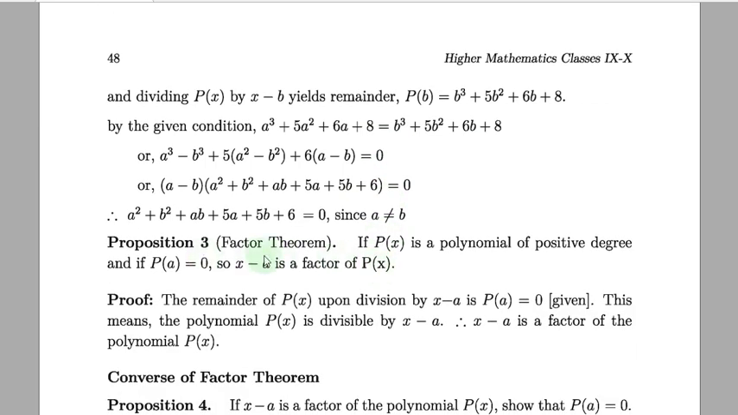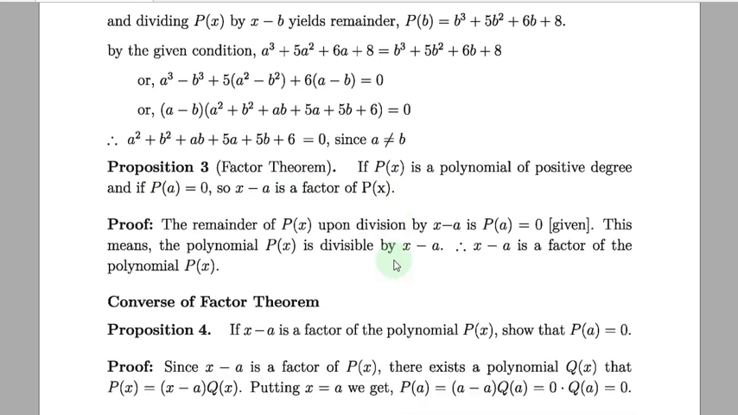And here is another very important theorem. This is called the factor theorem. If p(x) is a polynomial of positive degree, and if p(a) is equal to 0, then x minus a is a factor of p(x). That means if you take any polynomial p(x) of positive degree, and you find that p(a) is equal to 0, you can say that x minus a is a factor of p(x).